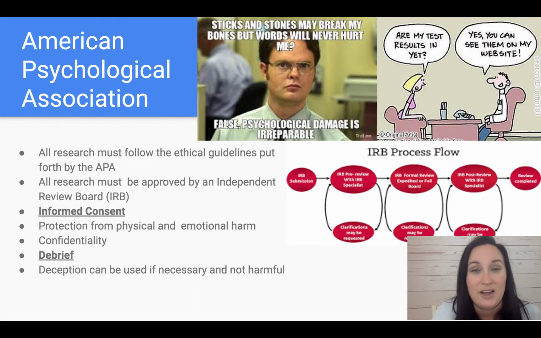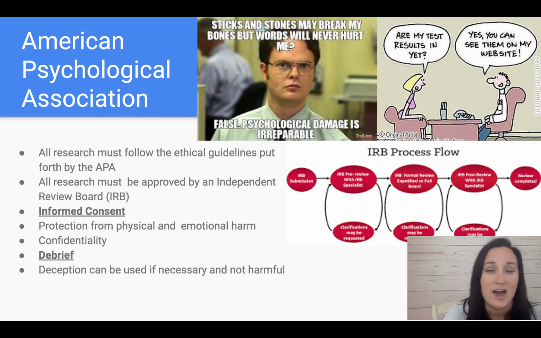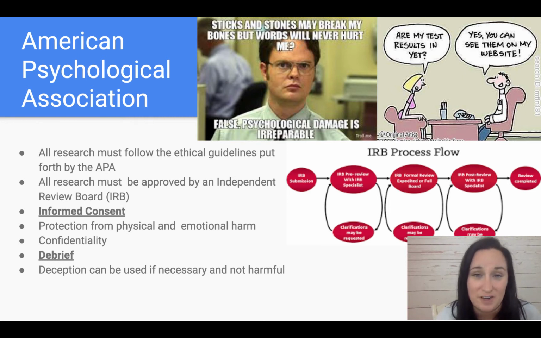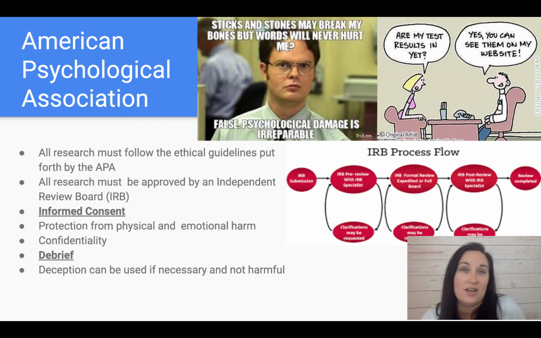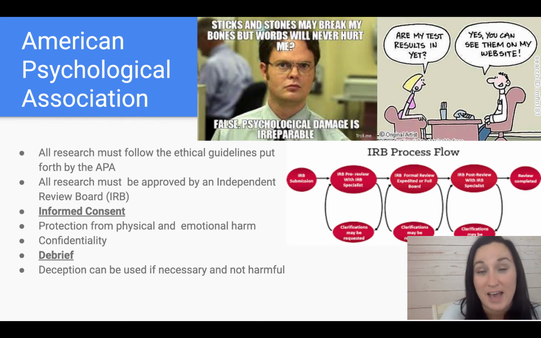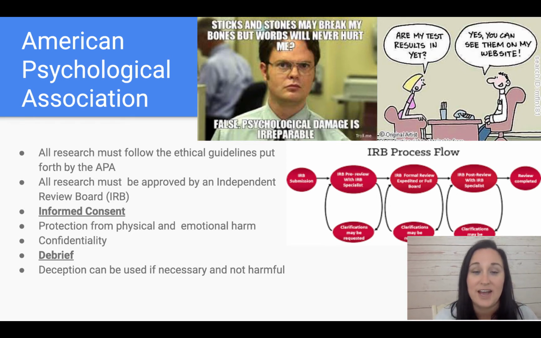When we are conducting research in the United States, there is something called the American Psychological Association. In other countries, it has a different name, a different organization. For example, the British Psychological Society is in the UK. The APA lays out ethical guidelines that every research study must follow.